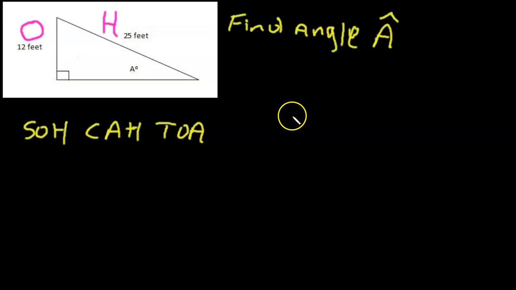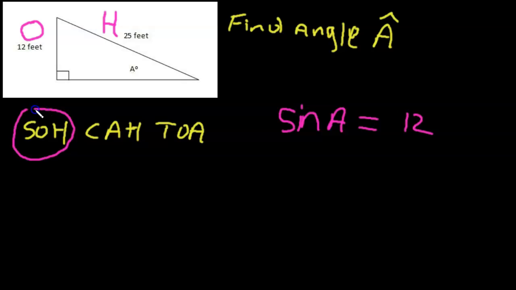So using the sine ratio, sine of angle A is equal to the opposite, which is 12. So we're using the sine ratio here. Opposite, which is 12, over hypotenuse, which is 25. So sine A, now what's 12 divided by 25? That's 0.48.